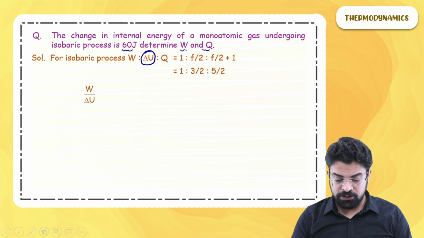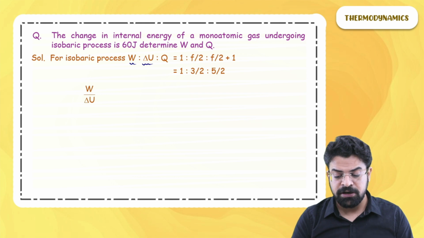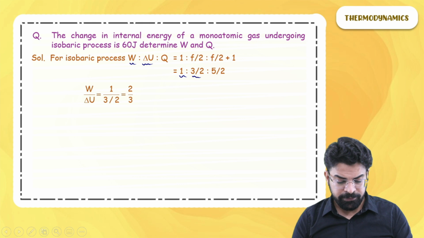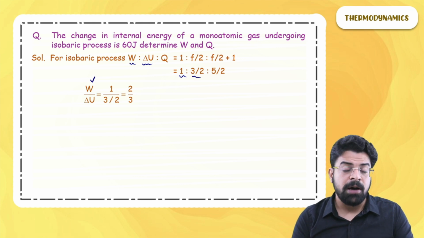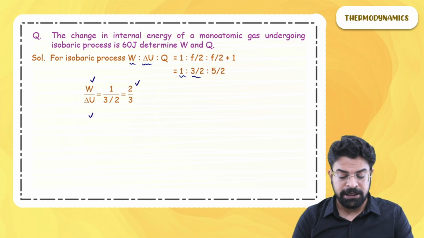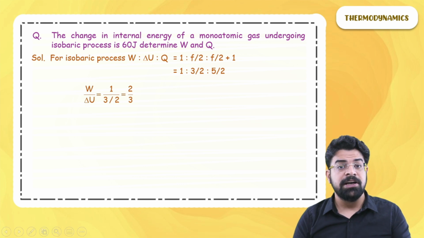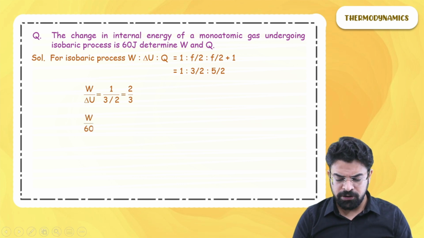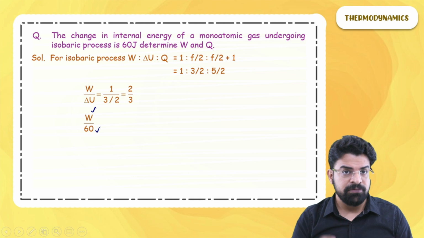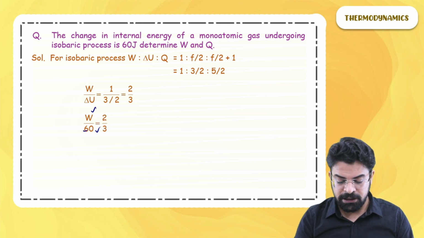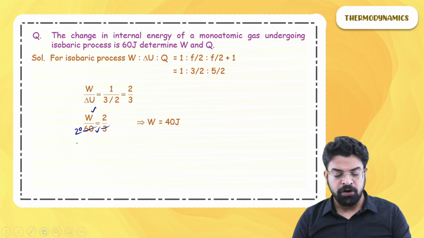So you can say W by delta U, the work done upon change in internal energy, equals 1 is to 3 by 2. That becomes 2 by 3. Once you know that, and they have given you the change in internal energy, you can find the work done. So you write work done upon 60, which is given in the question, equals 2 by 3. Cancel this out, here you get a 20. So the work done comes out to be simply 40 joule.